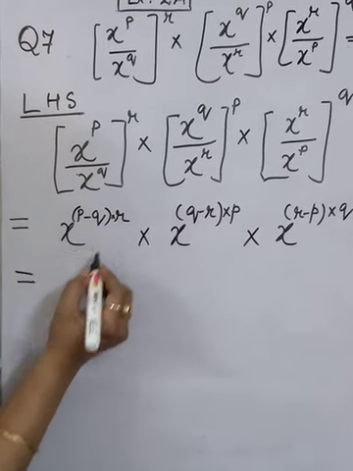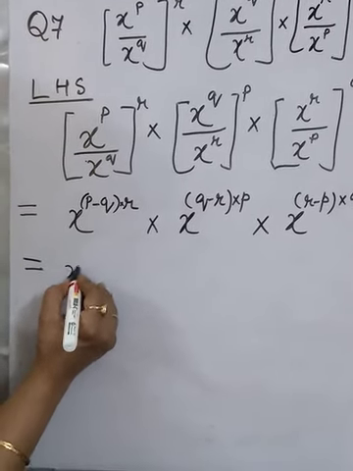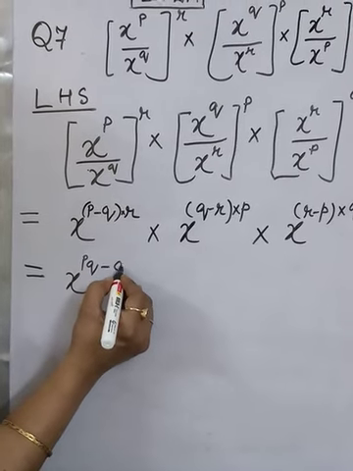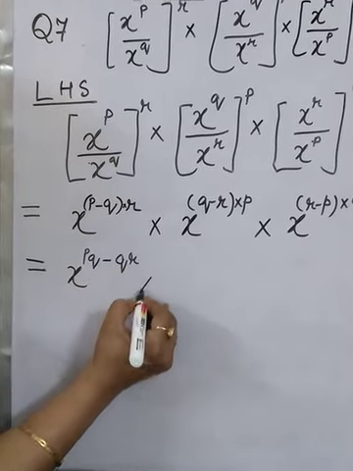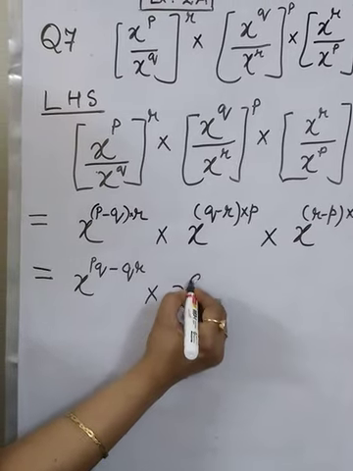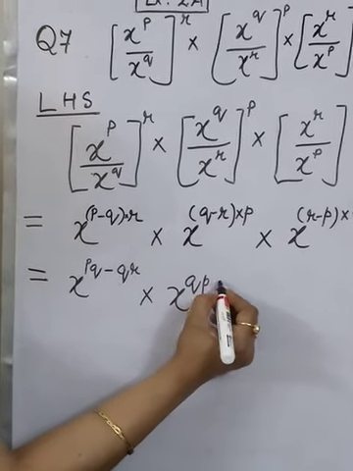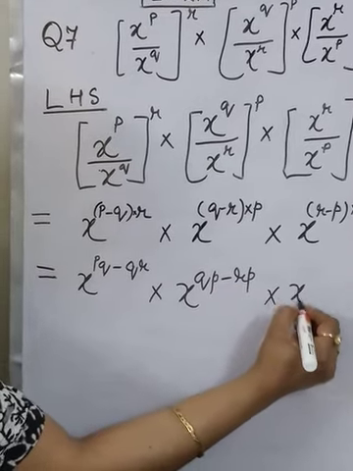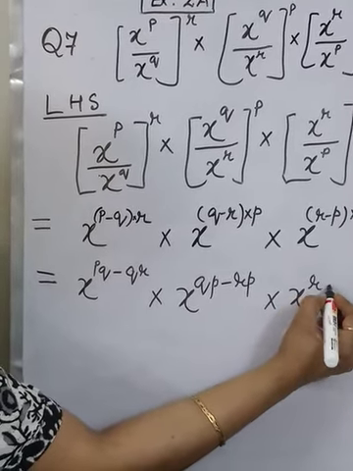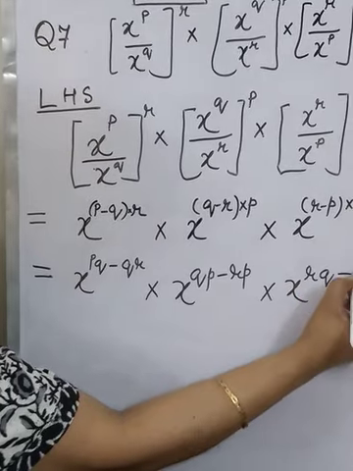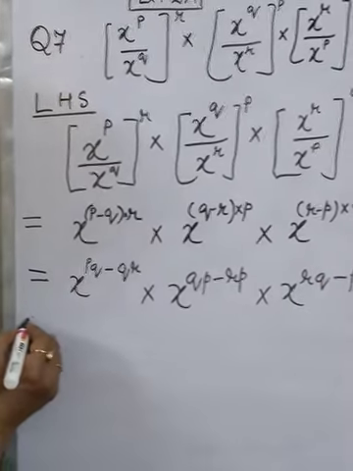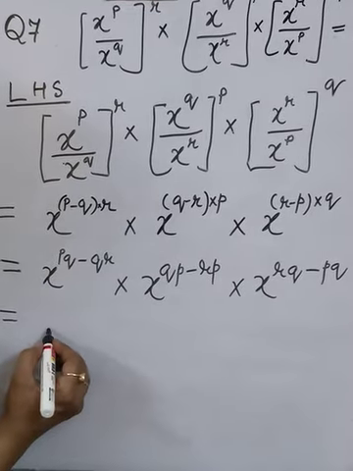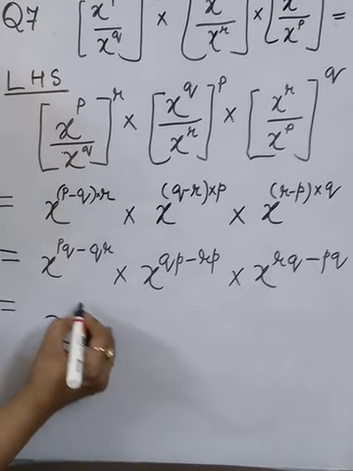Now power into power, power gets multiplied. So x to the power PQ minus QR, x to the power QP minus RP, into x to the power RQ minus PQ. Now base is same and we are multiplying, so we apply the product law on multiplication, powers get added, so we add all the powers.